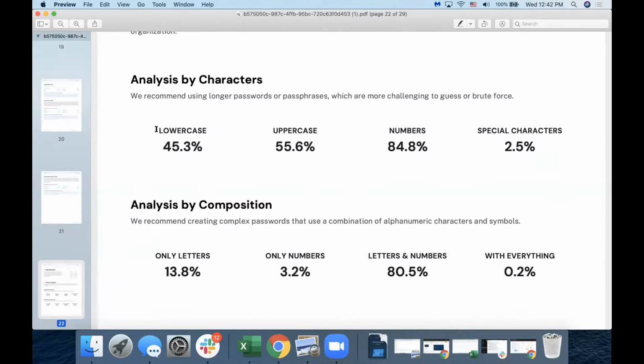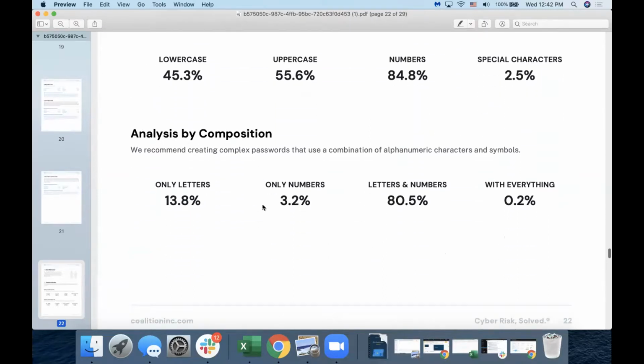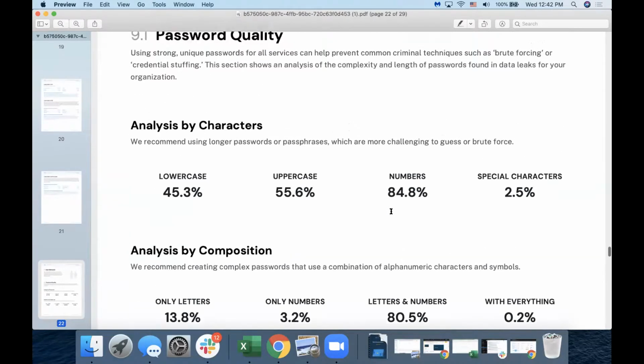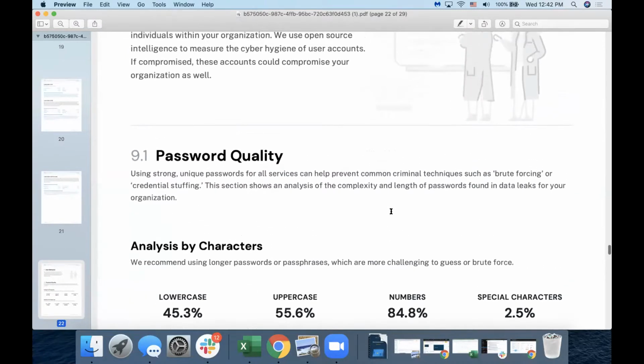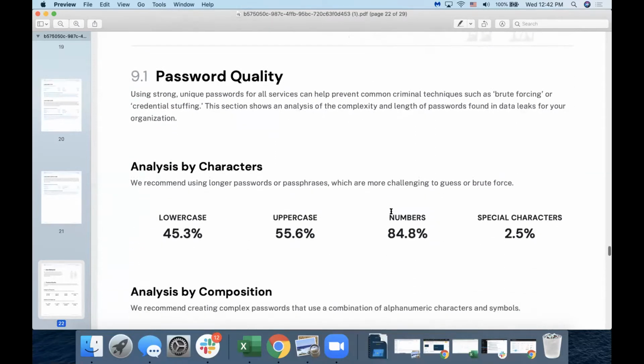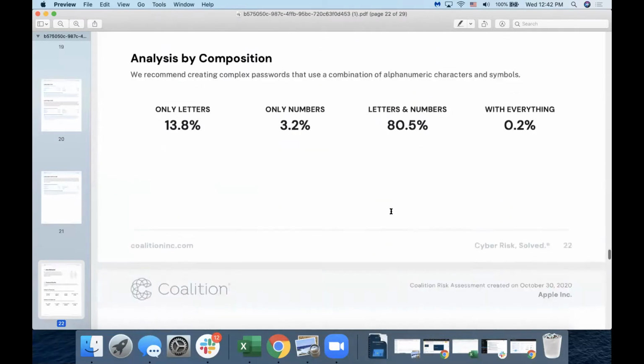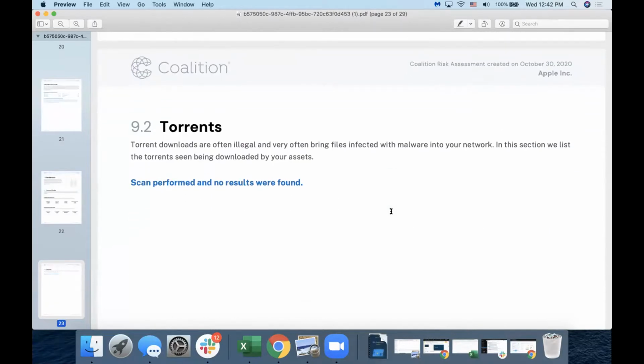For example, for this particular company, 45% of the characters were lowercase versus uppercase. How many use numbers in their passwords versus special characters? The composition of the password: only letters, only numbers. Obviously we advocate that companies have rules around complex and lengthy passwords because they're just harder to crack, all right?